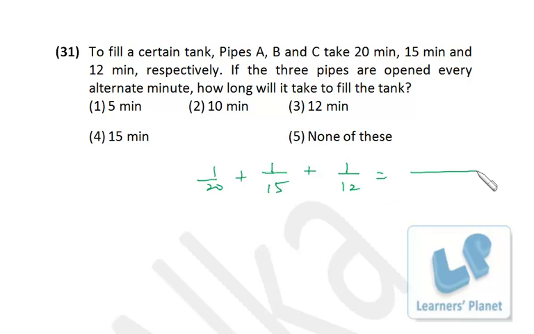So I just take the LCM 60, then 3 plus 4 plus 5, that is 12 by 60. So in 3 minutes, 1 upon 5th part of the tank will be filled up. So 3 minutes, 1 upon 5th, that means in 15 minutes the tank will be filled up completely. Okay, I hope you are clear.